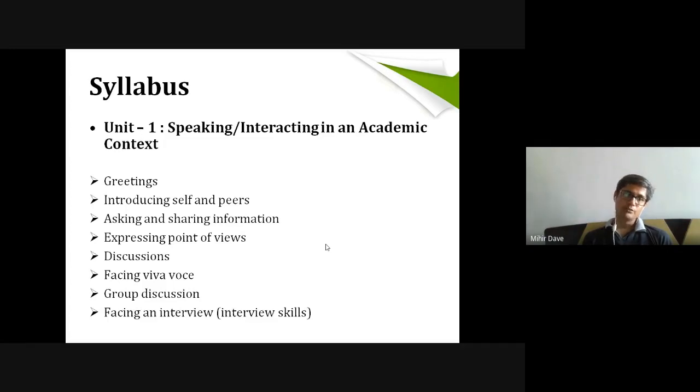We're also going to have interview sessions. That is, how do you face a job interview, what kinds of questions are going to be asked, and how can you prepare yourself for those interview questions. So this is what will be there in your unit number 1. As you can see, all the topics are about speaking. So that will be the first unit.